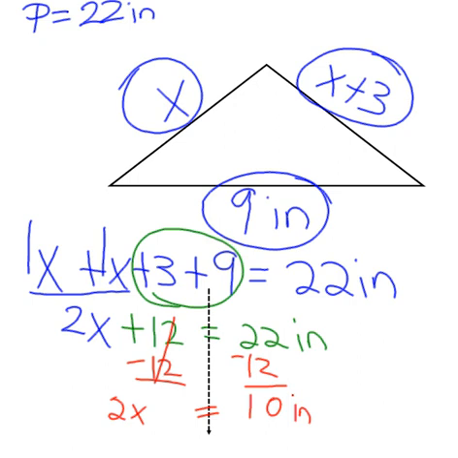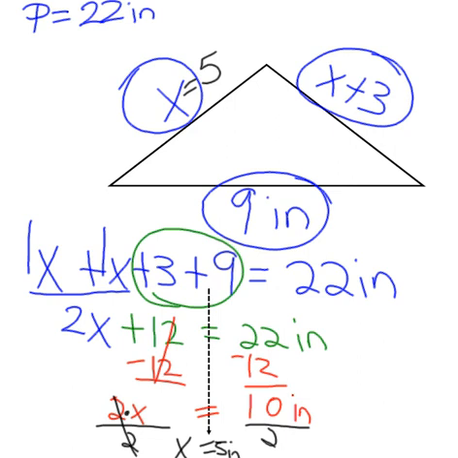Now I want to multiply or divide. They give me times in my problem. I want to divide on both sides by 2. And I'm left with x is equal to 10 divided by 2, or 10 inches divided by 2, which is 5 inches. So x is actually equal to 5.